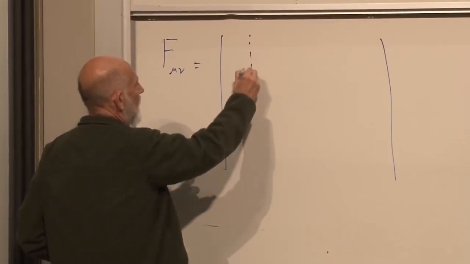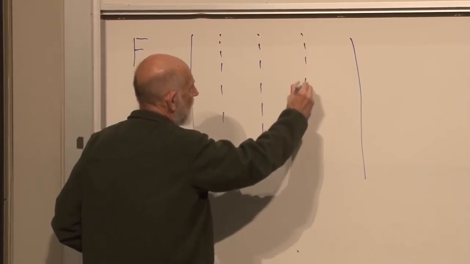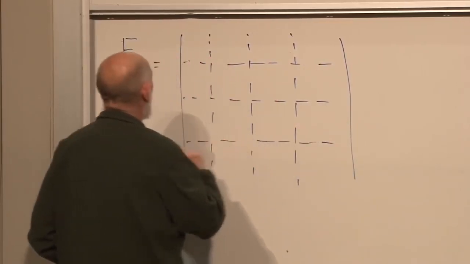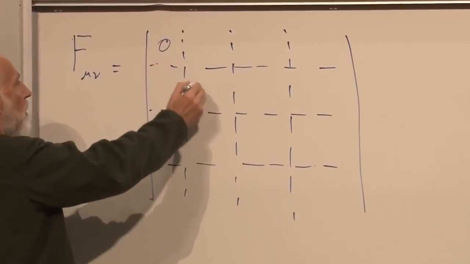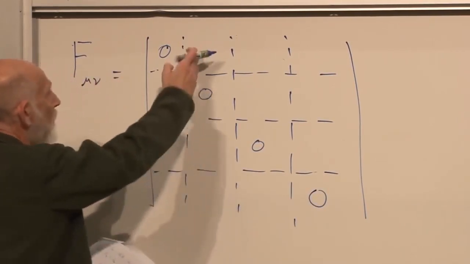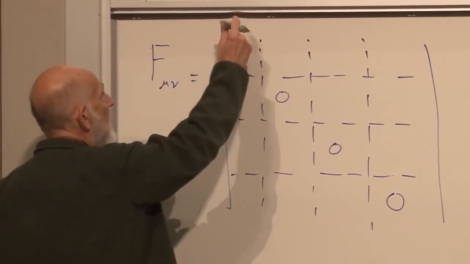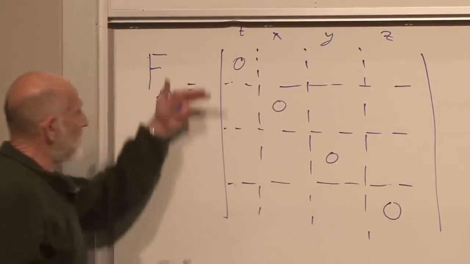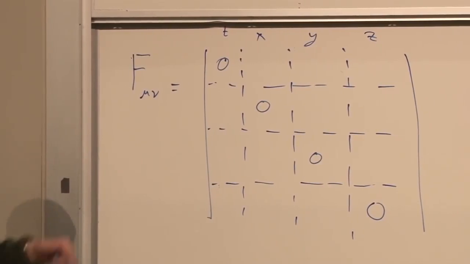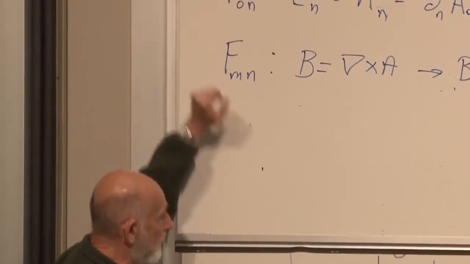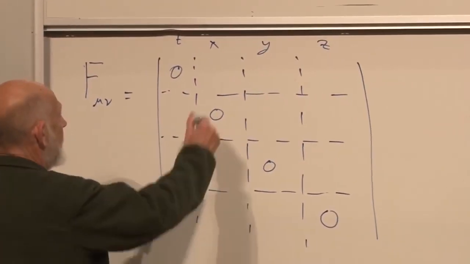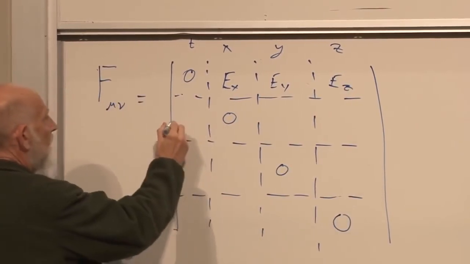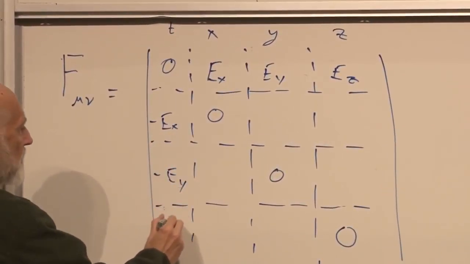Just to organize the matrix, let's put some guidelines in. It's a 4 by 4 matrix. The diagonal elements are 0. Just to remind you, the first row is the time component. The next ones are x, y, and z. And likewise for the columns: time component, x, y, and z. The mixed space-time components are electric fields, so along here we have electric fields, Ex, Ey, and Ez. Minus Ex, it's antisymmetric, minus Ey, and minus Ez.